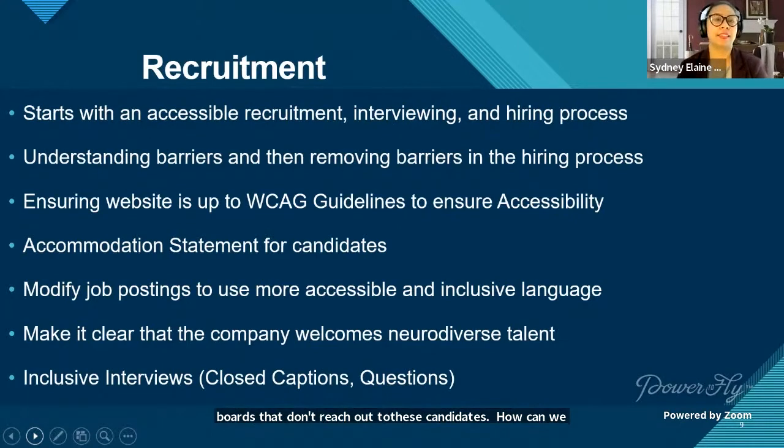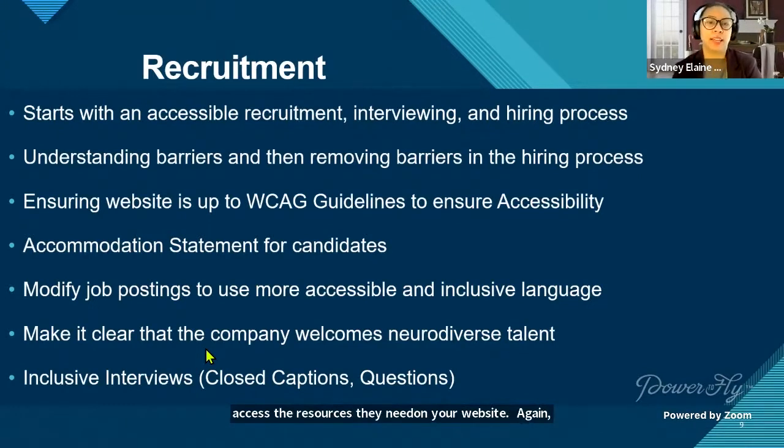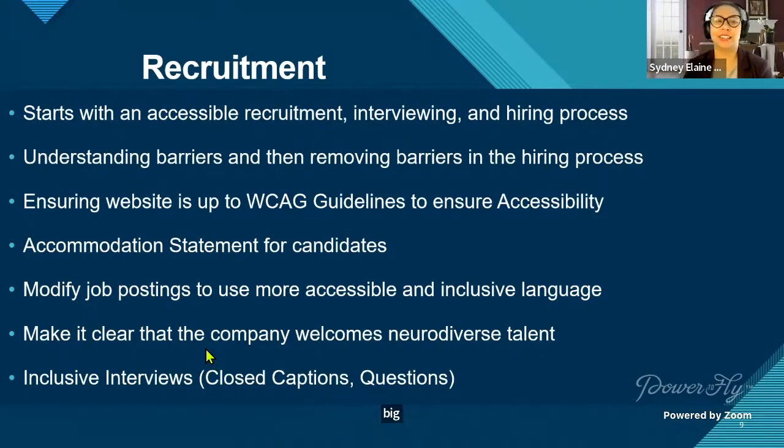A lot of websites are not up to the accessibility guidelines, so make sure your website is accessible and that anyone can view it and access the resources they need. Then, again, have that accommodation statement for candidates. What does it actually look like? Where does it go on the job posting? And make your job postings more accessible, using inclusive language, not big company lingo or industry jargon. Do you really need that in the job posting?